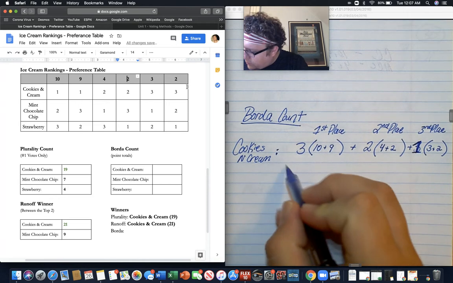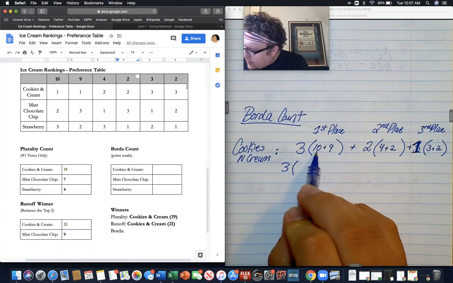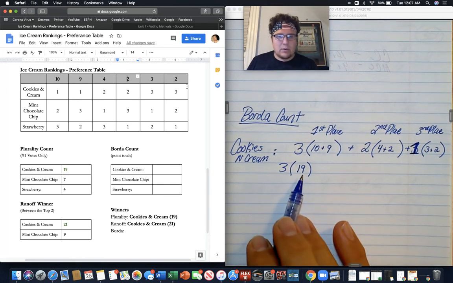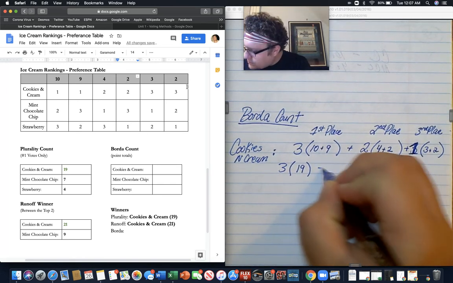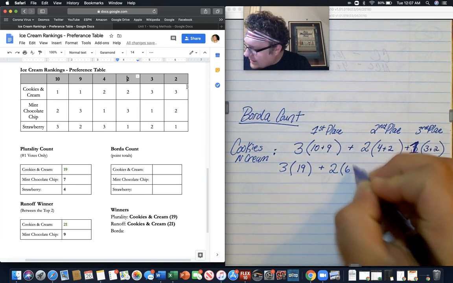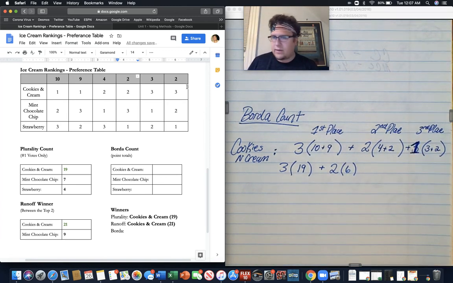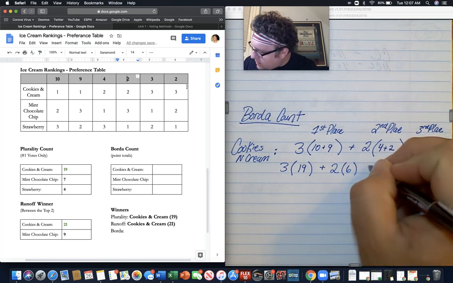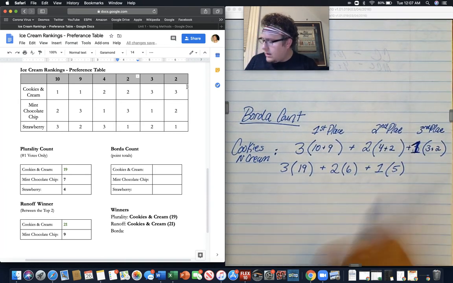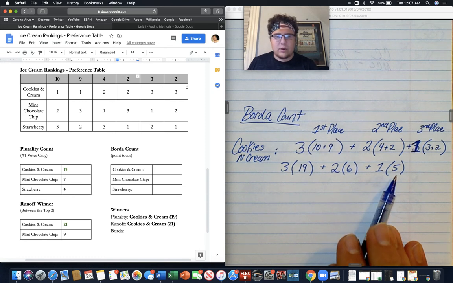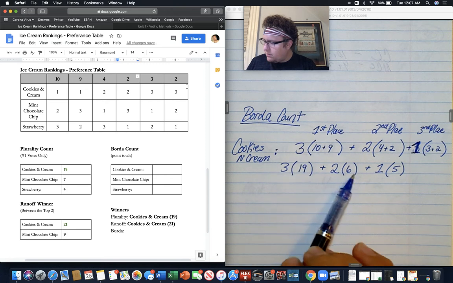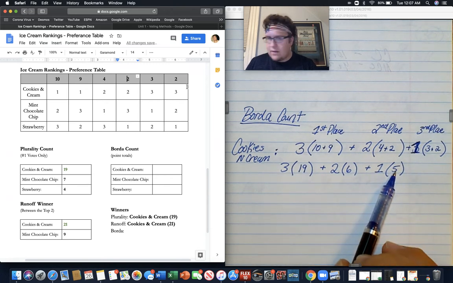Okay, so I'm going to rewrite this. 10 plus 9 is going to be 19. So 19 people gave cookies and cream their number 1 vote. 2 points for every second place. There were 6 people who gave cookies and cream their second place vote. And then we're going to give 1 point for every, 5 people, because there were 5 people who said that cookies and cream was their least favorite. So if we add these up, you get 19 plus 6, that's 25, and then 5 is 30.